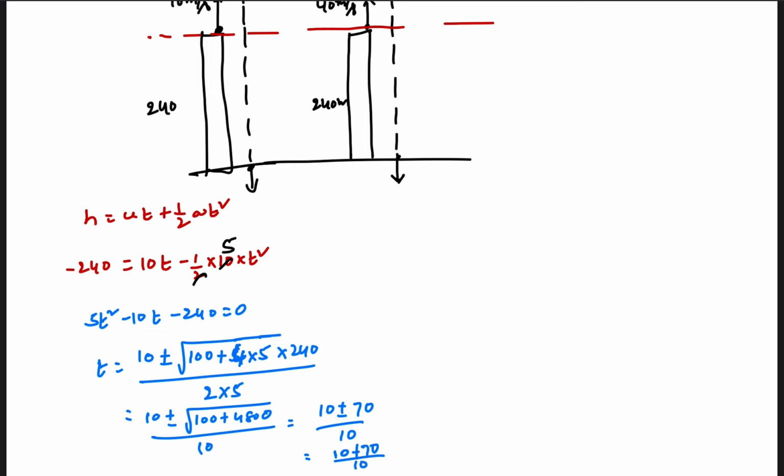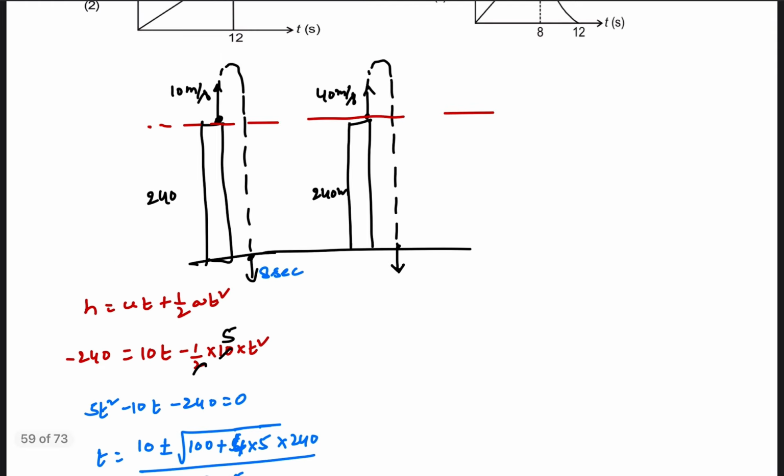You will get the possible values as 70 plus 10 divided by 10. So we can write 8 seconds it will take. So it reaches the ground in 8 seconds.